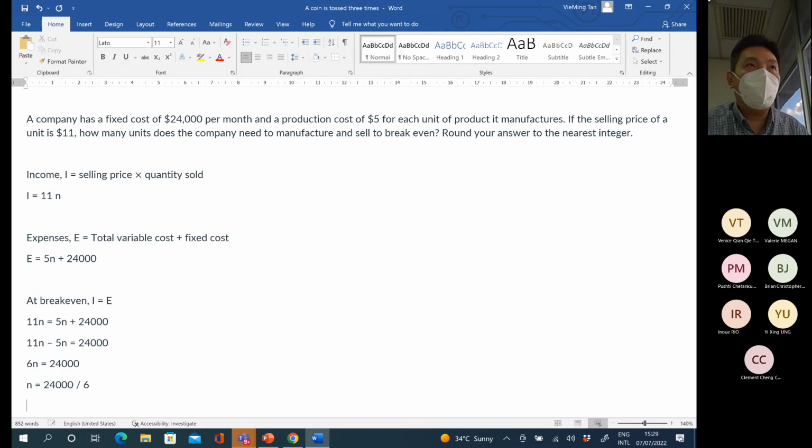Usually for the n, if that is a continuous decimal number, you need to round up to the next integer number. The n value is a continuous decimal number, so we need to round up to the next integer number. Okay, you'll get 4,000 units.